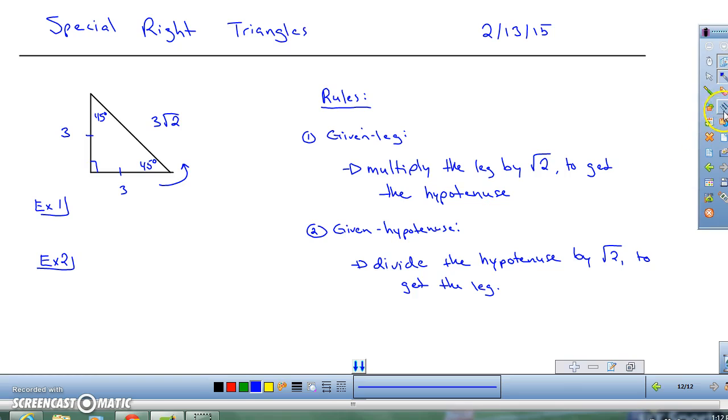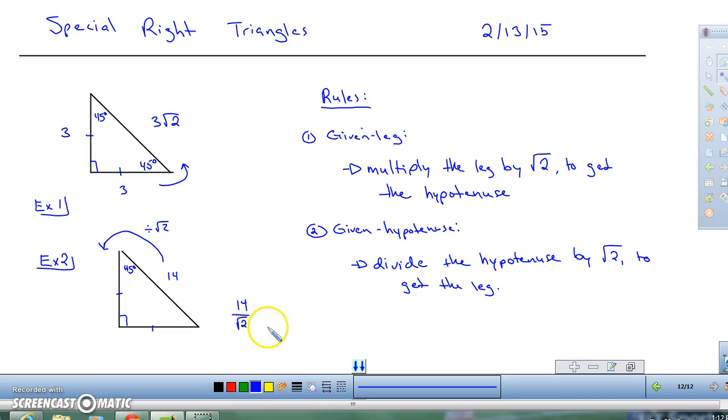Next, example 2. Okay, this time we'll be given the hypotenuse. And let's pretend they give us the scenario of 14. So to find a leg, we're going to use the rule and divide by radical 2. So 14 divided by radical 2 is what it would look like.